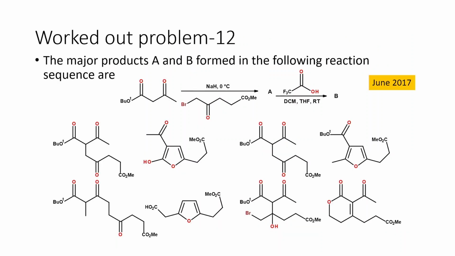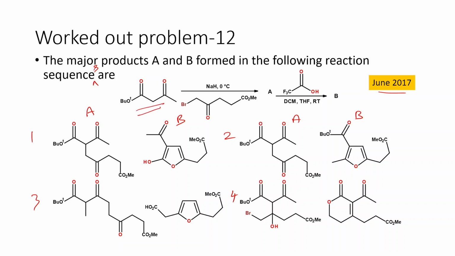Let us move on to the next problem. The major products A and B formed in the following reaction sequence are. This question was asked in December 2017.